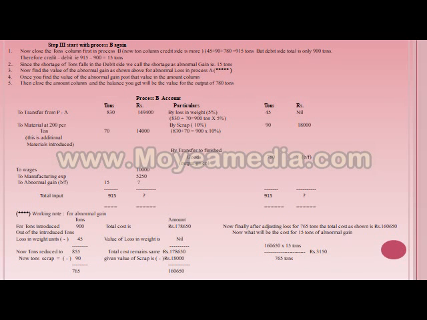Now step 3, which is the process B account. Once you finish process A and you transfer 830 tons, the value works out to 1,49,400. Then there is some additional material, 70 tons at a cost of 14,000 rupees. The wages and other expenses are there.